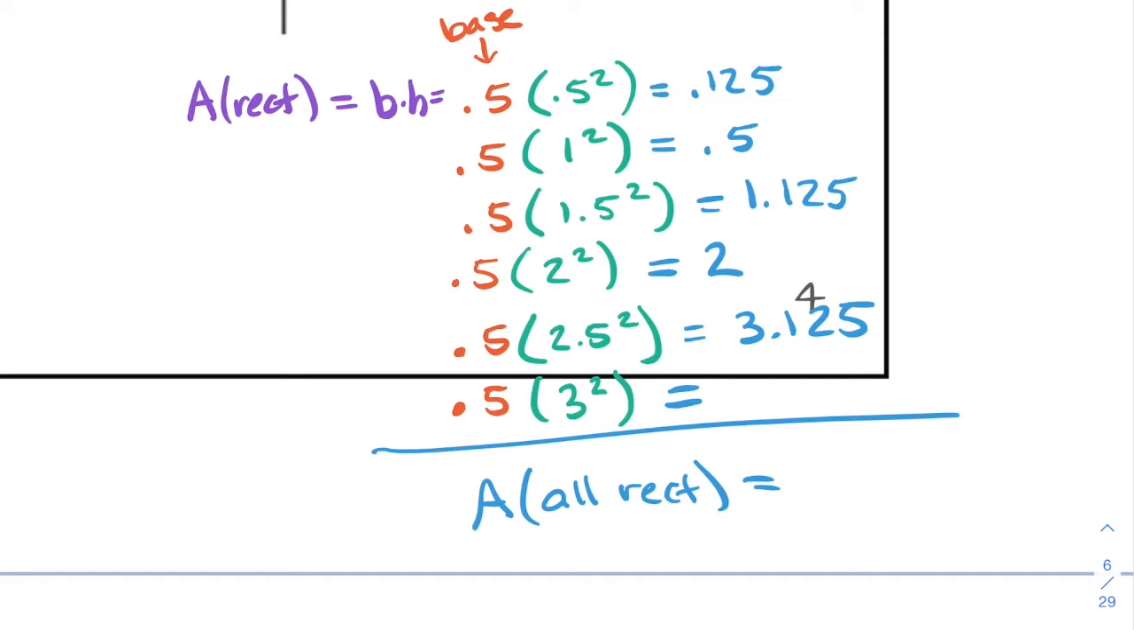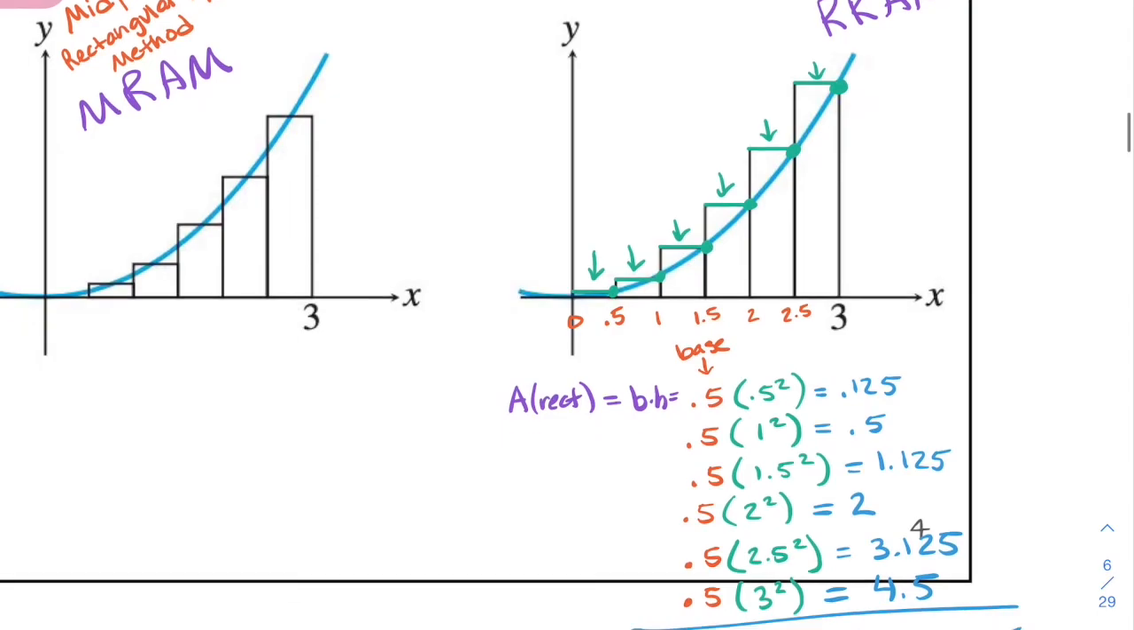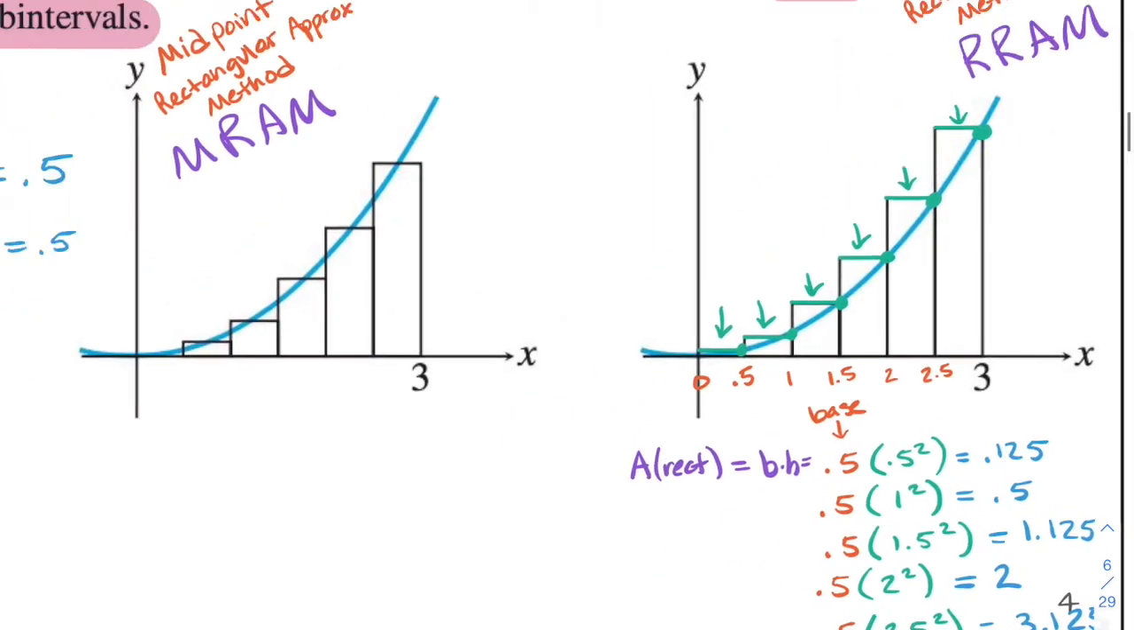And now the only other thing we have to do is find 3 squared, and half of that is 4.5. So I'm going to add these together. 0.125 plus 0.5 plus 1.125 plus 2 plus 3.125 plus 4.5. Hopefully I didn't make any mistakes, but I think I did this all good. So we get 11.375. So the right-hand approximation method gives me 11.375.